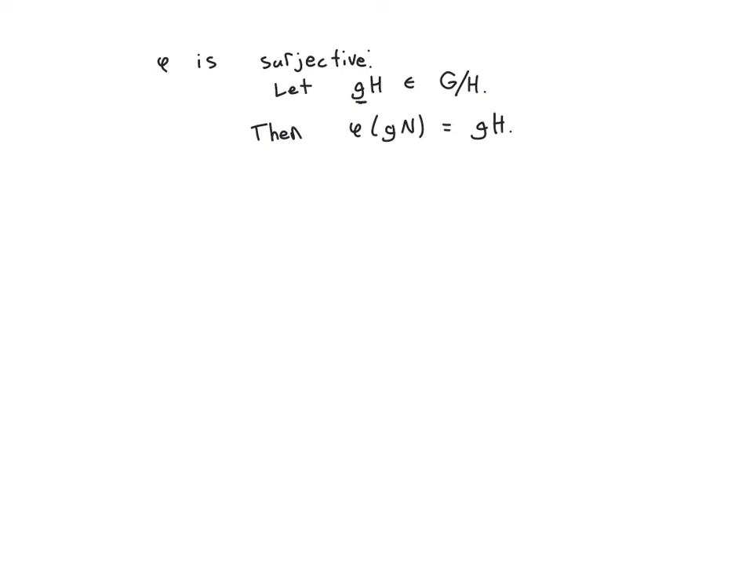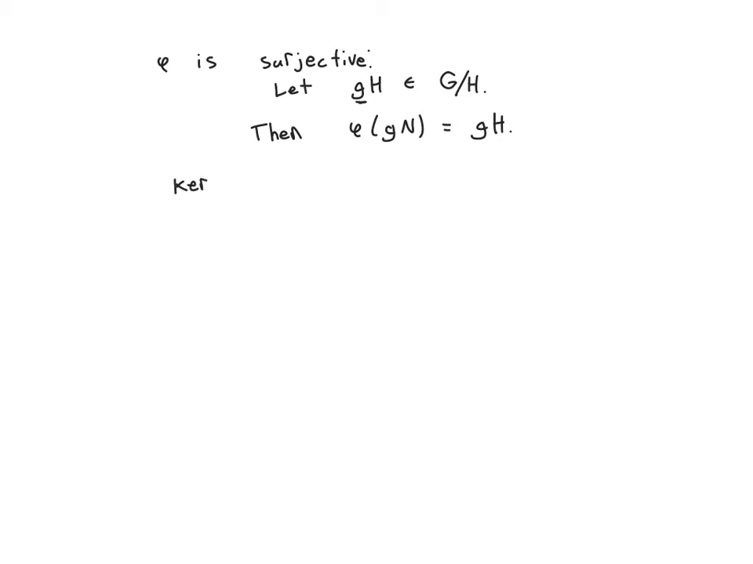Now we need to show phi is surjective. Well, how do we show that? Well, take any coset on the right. And we need to find a coset that maps to it. Well, then phi of gN will work. So congratulations, phi is surjective.